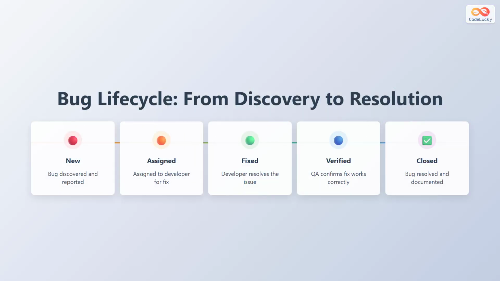Understanding how bugs flow through a system is important. The lifecycle begins when a QA engineer discovers a bug and reports it. Next, the bug is assigned to a developer who will work on fixing it. Once the developer completes their work, the bug status changes to fixed. At this point, the QA engineer verifies that the fix actually resolves the problem by retesting the functionality. If successful, the bug is closed and documented. This systematic approach ensures that no bugs slip through unnoticed and that fixes are properly validated before release.